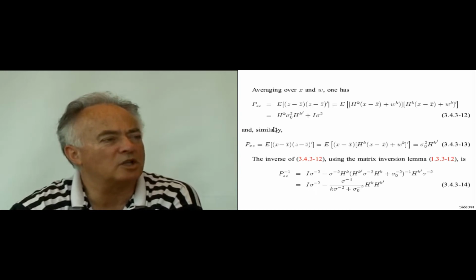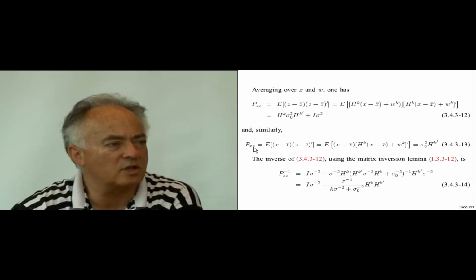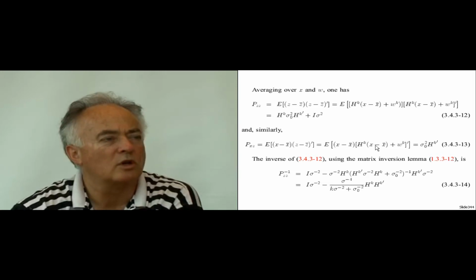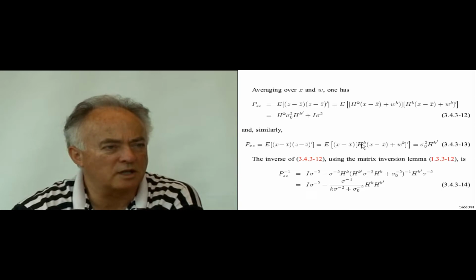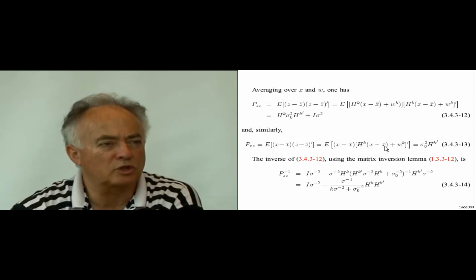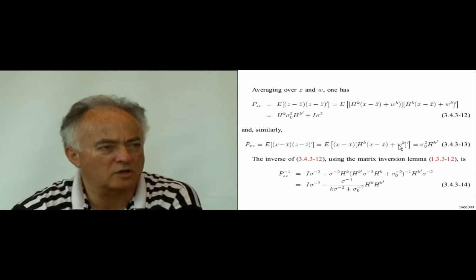And similarly, I need the PXZ. That's the covariance between X and Z. This is a scalar, this is a vector. So this is my scalar X minus X bar. Again, Z minus Z bar. The Z is a H X plus W. The Z bar is the H X bar here. There is no cross term. The product between this W and this X minus X bar, after the expectation becomes 0, so all I get is a sigma 0 square HK transpose, because this is a transposition here.